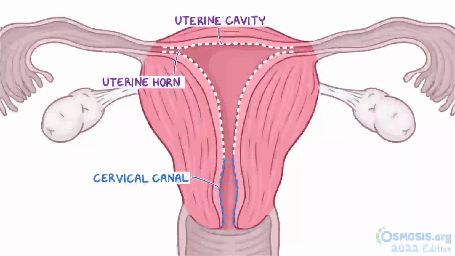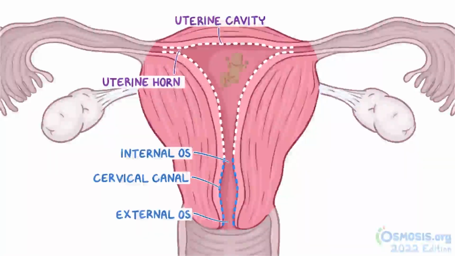This canal extends from the anatomical internal os, which opens into the uterine cavity, to the external os, where it communicates with the lumen of the vagina. During delivery, the fetus descends through the cervical canal and the vagina, together called the birth canal.